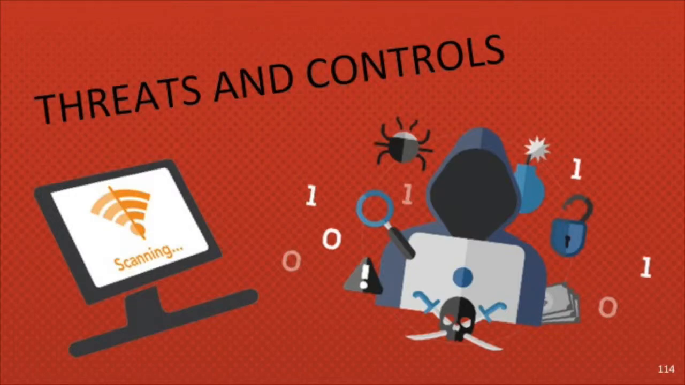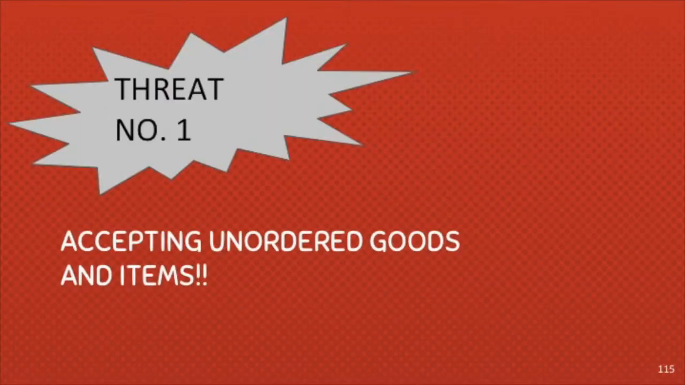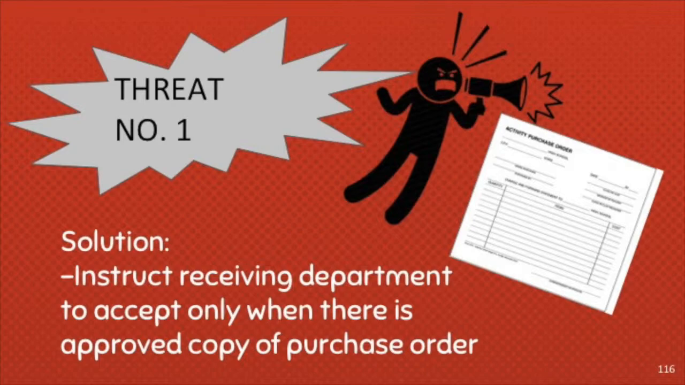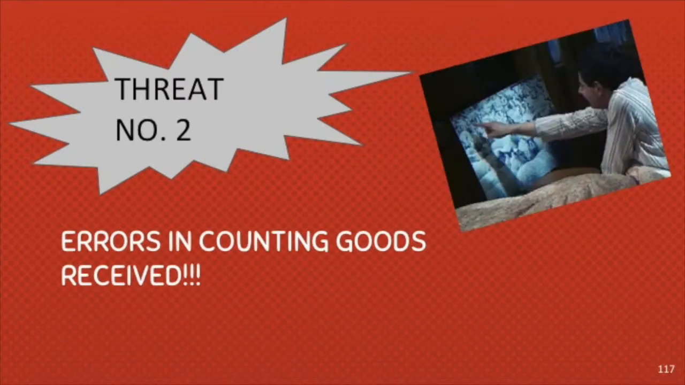Next up are the threats and control. The first threat that entails storing and receiving of goods is accepting unordered goods and items. To prevent this kind of threat, companies should instruct the receiving department to accept only when there is an approved copy of the purchase order.